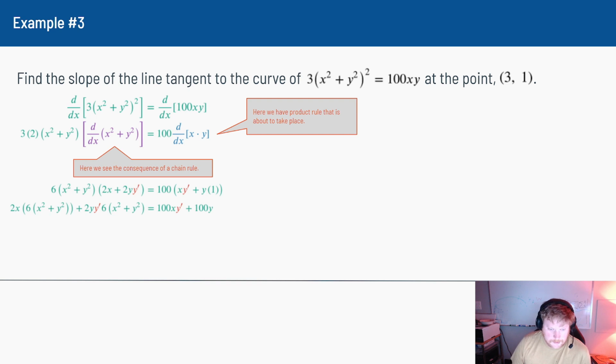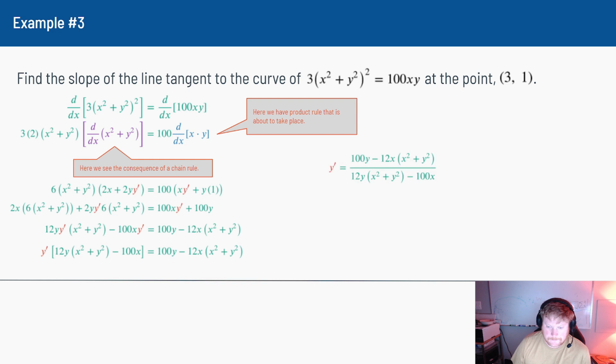The rest here is just a lot of algebra. I'm expanding things, I'm distributing things, trying not to make things so messy that it becomes difficult to isolate, but ultimately my goal here is to get every term that has y prime in it on one side of the equation, so that I can then factor out y prime and then ultimately divide by what's left.